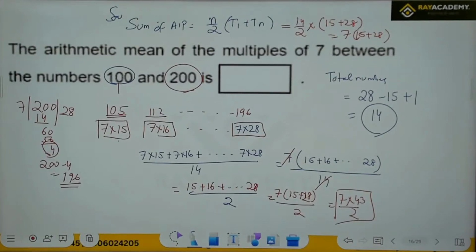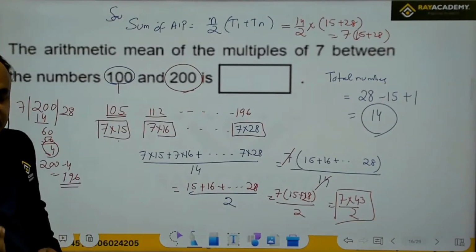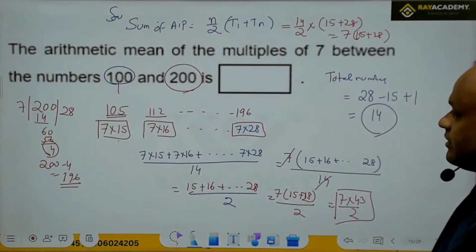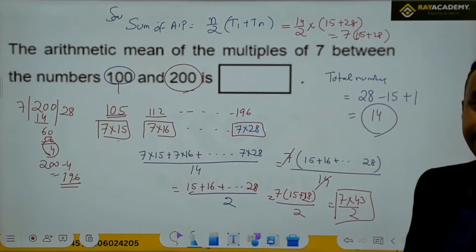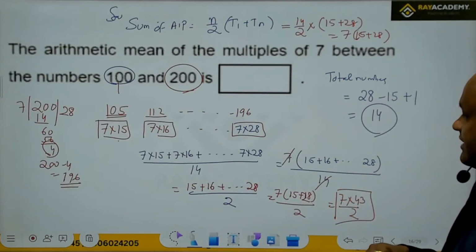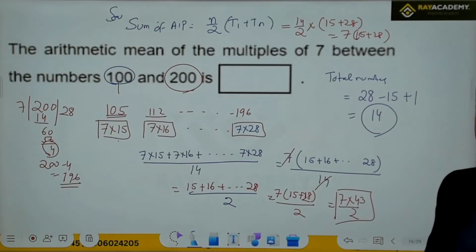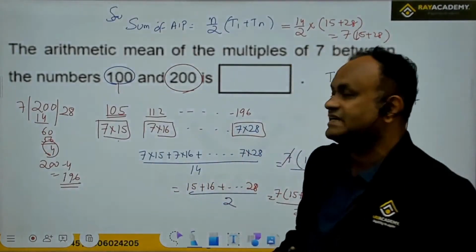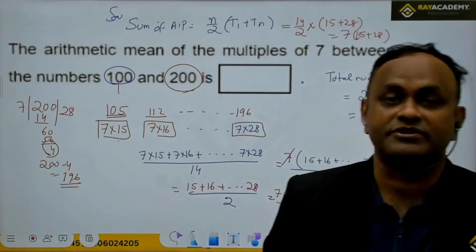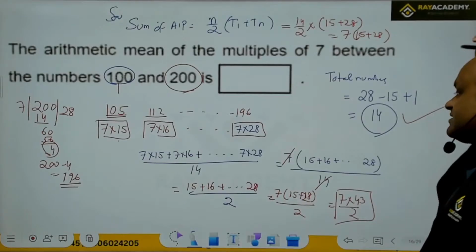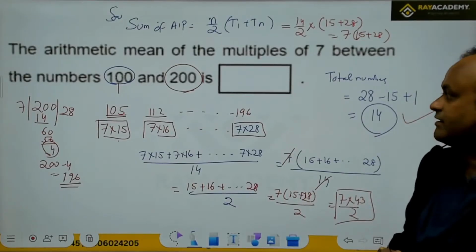So you have to do this kind of question very systematically. First I found the first number that is a multiple of 7 after 100. That first number is 105, which is 7 into 15. Then I found the last number of that series before 200, that is 196, which is 7 into 28. Then the total count is 28 minus 15 plus 1, so there are 14 numbers.